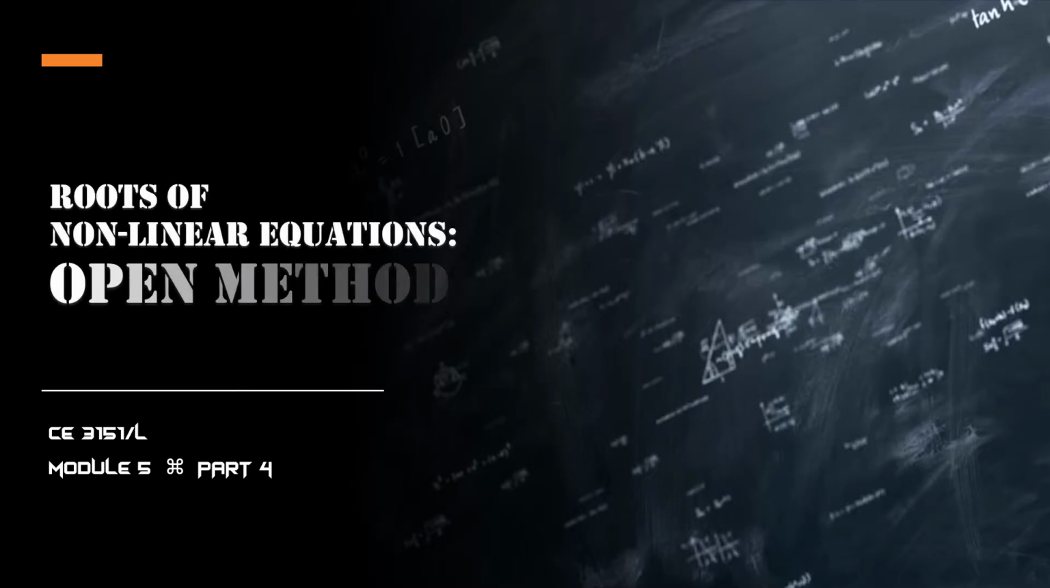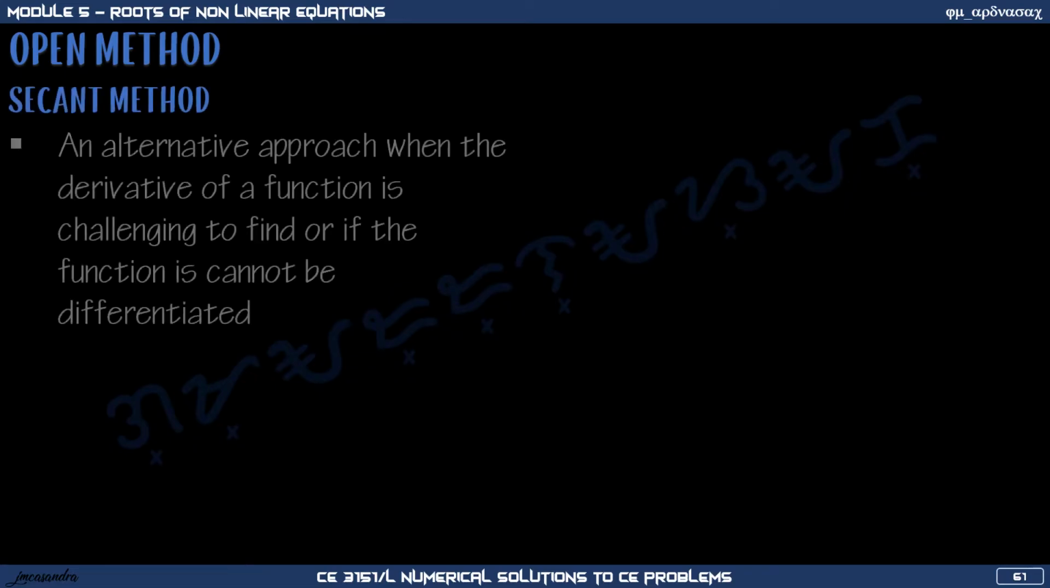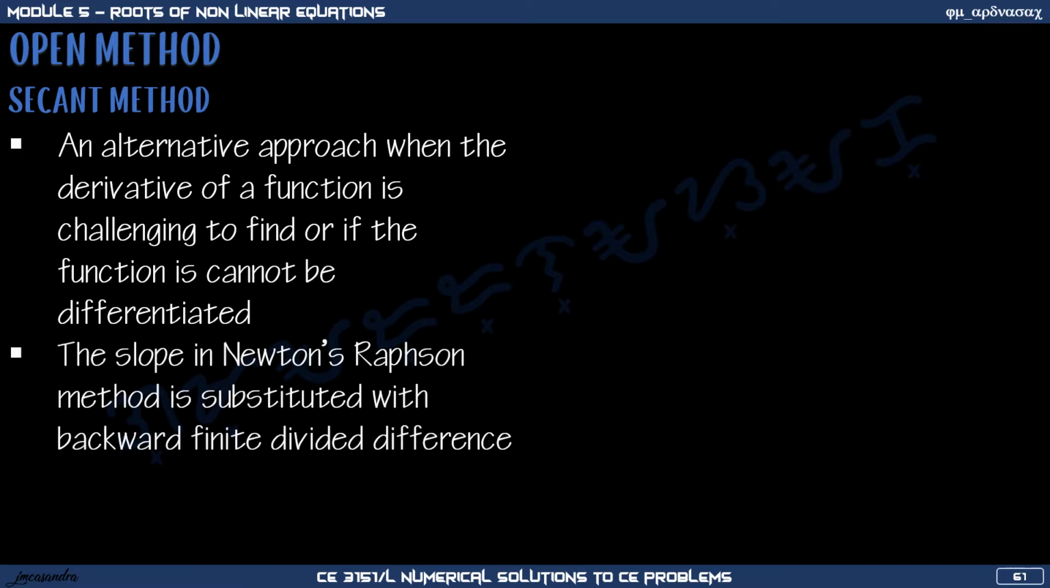Good day to everyone. Today we're going to discuss the second method under open methods, which is the secant method. The secant method is an alternative approach when we do not or cannot find the derivative of a function. Unlike Newton-Raphson, which requires us to solve for the derivative, if we could not apply the Newton-Raphson method to the equation, then we could apply the secant method.